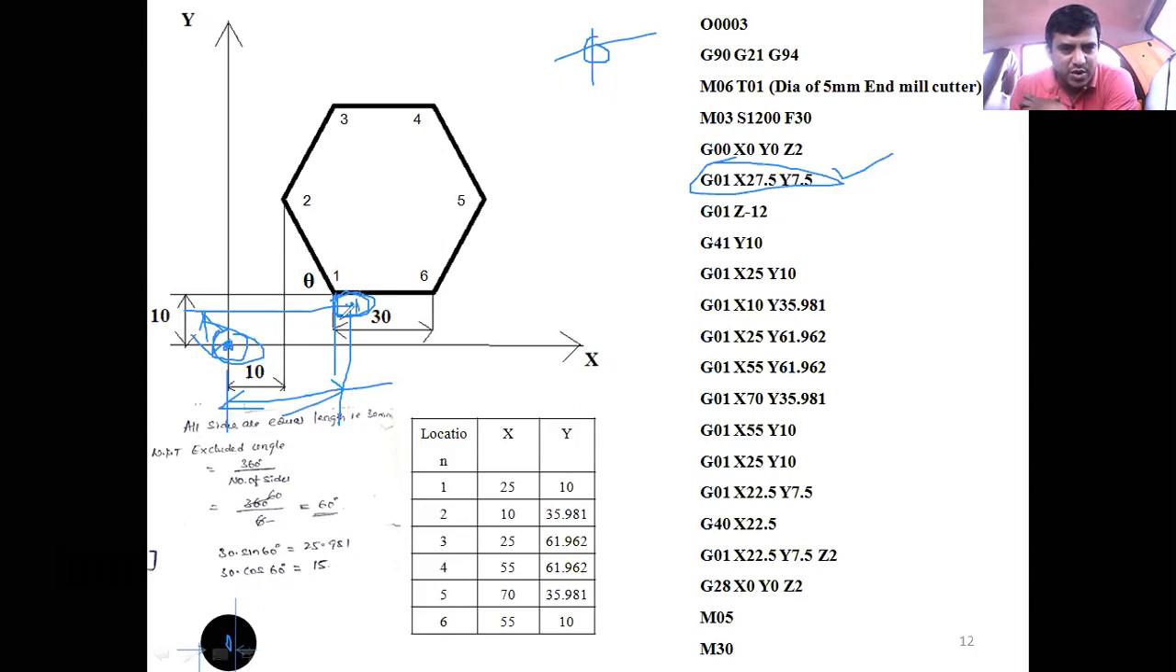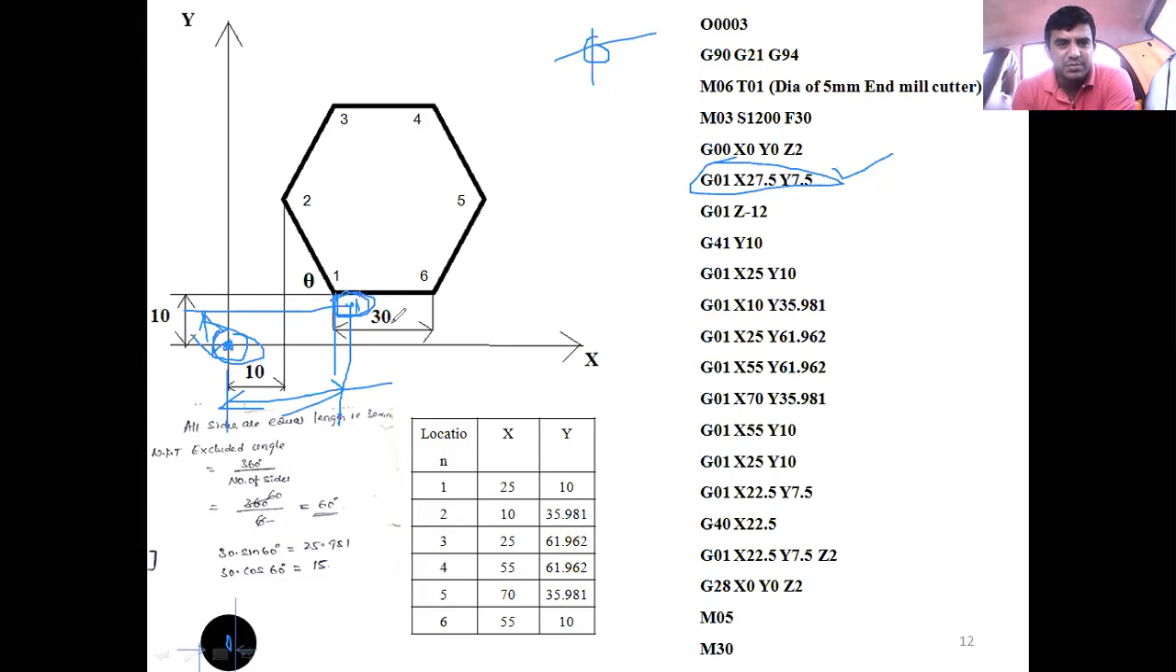Now what is the X coordinate for this? 10 plus 15, 25, plus 2.5, 27.5. What is the Y value? It is 10 minus the radius of the cutter. 10 minus 2.5, 7.5. That's why it's G01 X27.5 Y7.5. Next, after that, we give the depth. I think your doubt is clear. Yes, sir, clear.